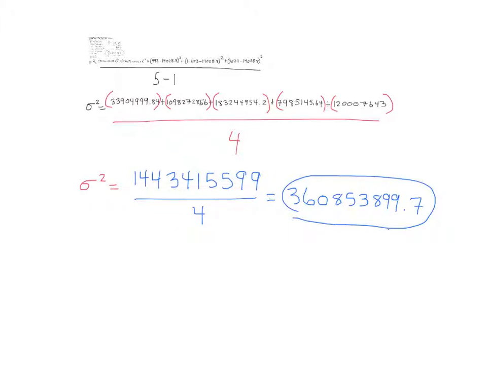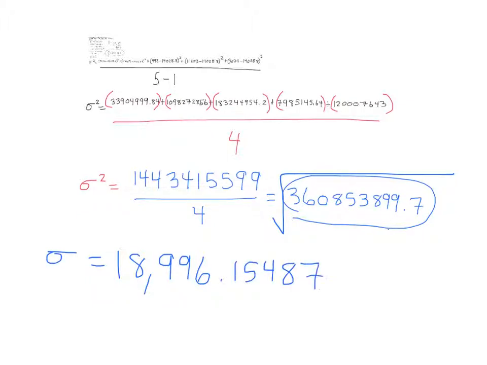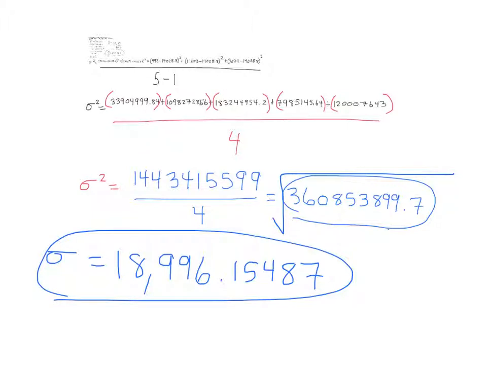Now if I want sigma, notice sigma squared has a squared. Sigma doesn't have a squared, does it? If I want sigma, then all I have to do is take the square root of the variance, and that gives me 18,996.15487. And so there is my standard deviation. Now, let's talk about what that means, okay?